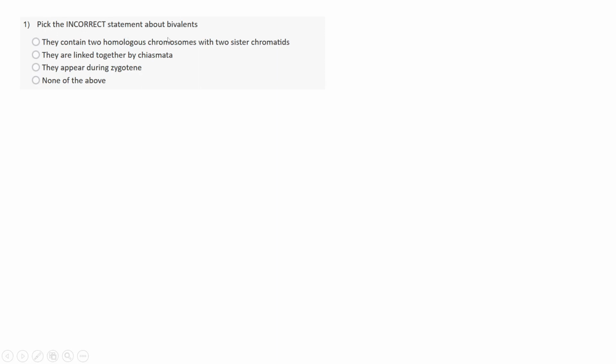First question was regarding the previous week, that is meiosis. Pick the incorrect statement about the bivalents. Bivalents contain two homologous chromosomes with two sister chromatids. They are linked together by the chiasmata. They appear during zygotene, and none of the above. So what will be the correct answer for this?